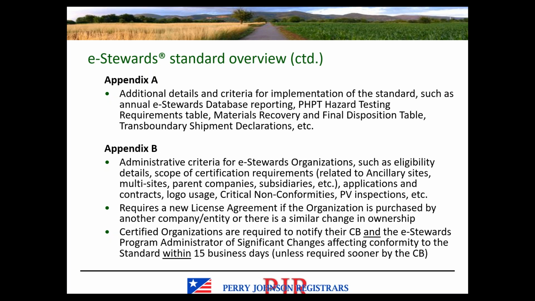Appendix B contains administrative criteria for e-Stewards organizations. It goes into more detail about eligibility, scope, how other facilities, ancillary sites, multi-sites, subsidiaries, how all of those relate to the e-Stewards certification requirements. It covers the performance verification inspections, critical nonconformities, appropriate use of the e-Stewards logo, all that good stuff. Appendix B requires a new license agreement if the organization is purchased by another company or entity, or if there's a similar change in ownership.